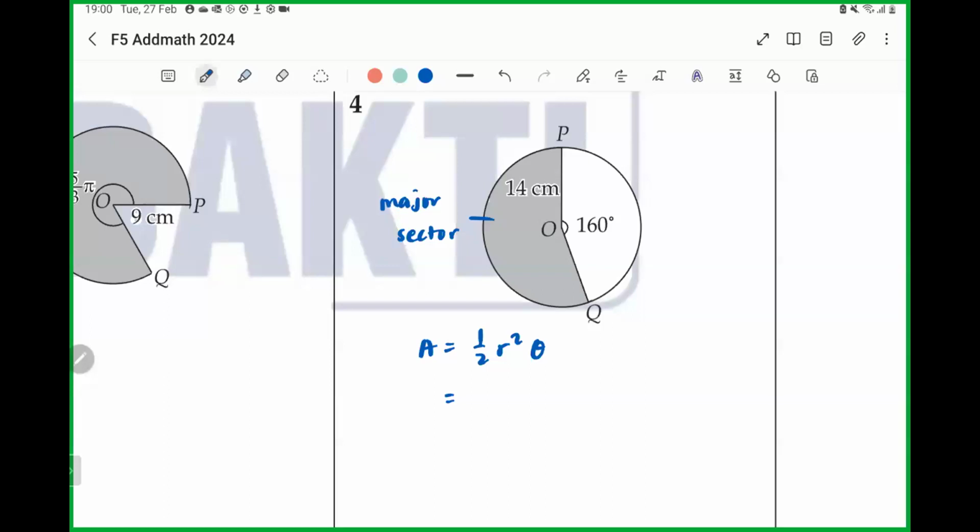Yep, correct. Yeah, most of you got it. Very good. 1 over 2, 14 square, and then 160 times pi over 180. So 342.082.